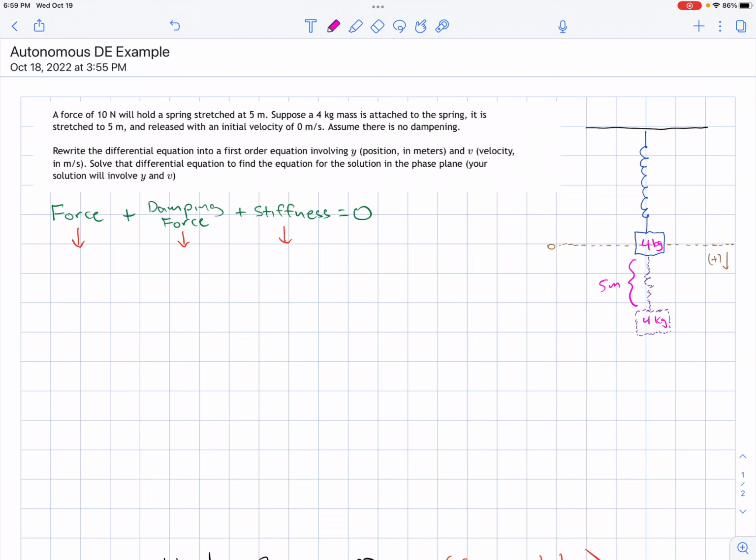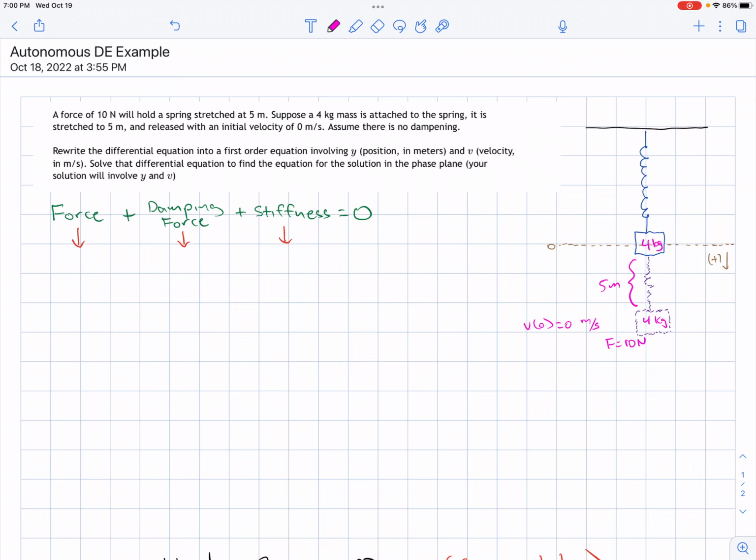I'll also make this note that at 5, there's a force of 10 newtons holding it, when it's stretched to 5 meters and released with an initial velocity of 0 meters per second, and we are assuming there's no dampening.